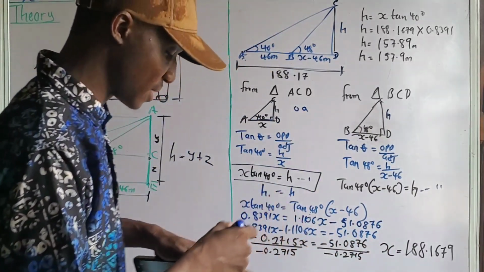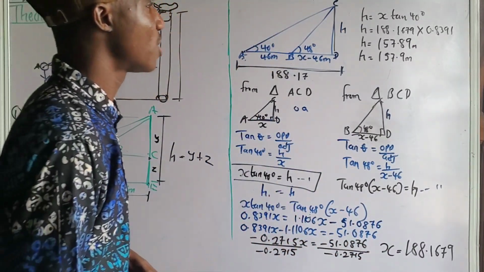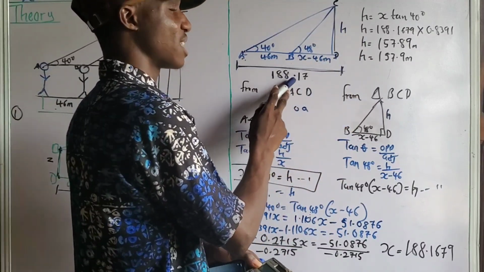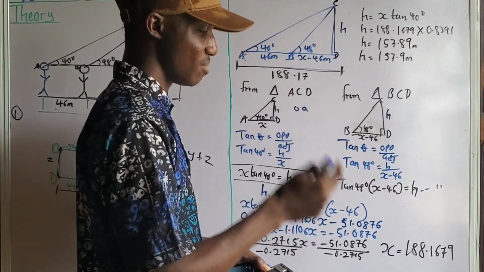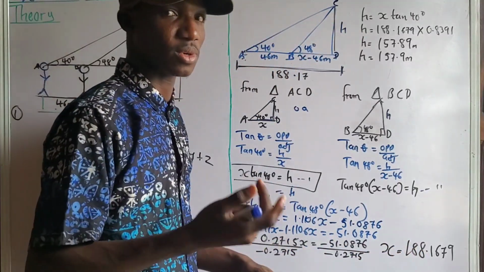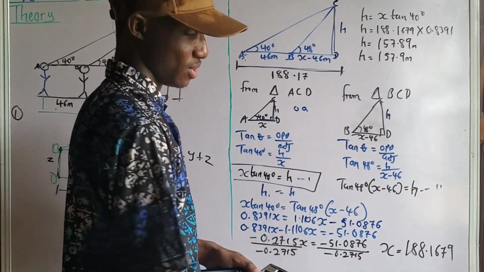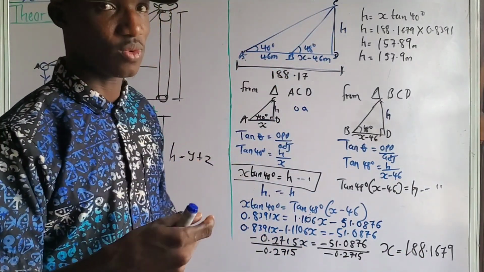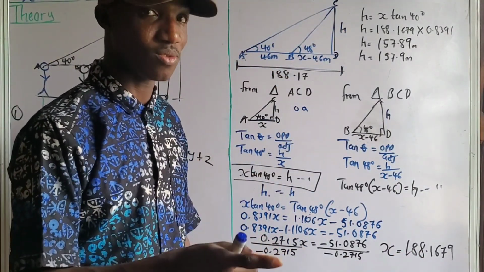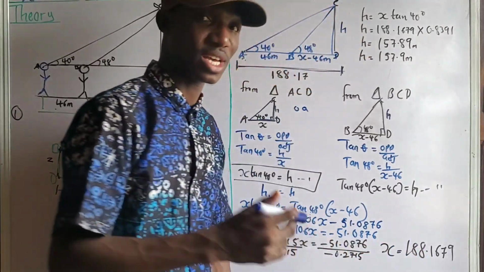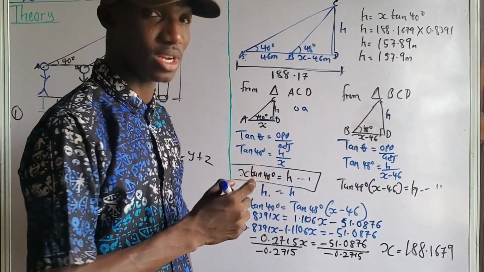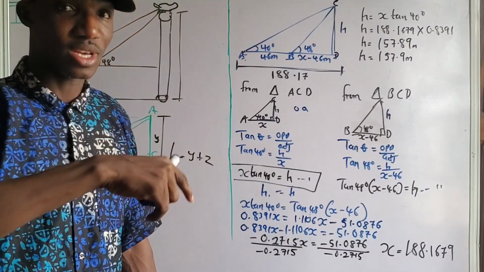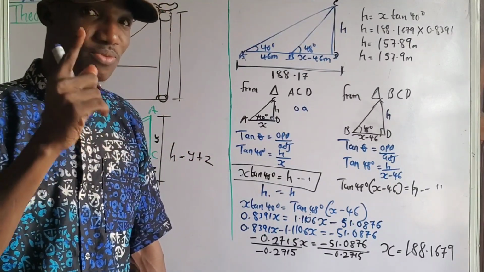Now I want you to pay attention to something. When I want to determine the value of height, this value of x has been approximated to two decimal places, but this is the value of x that has not been approximated. I just leave it in 4 decimal places, so this is what I use. Don't use the approximated value to calculate any other value. Use the unapproximated value to get the value of height. Do you understand? You might come across a question where you're going to use the answer that you get. Make sure that you don't use the approximated value, okay?